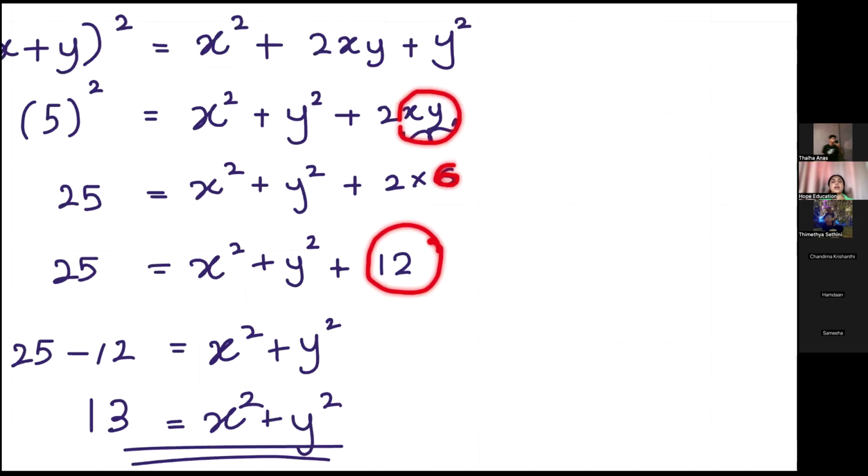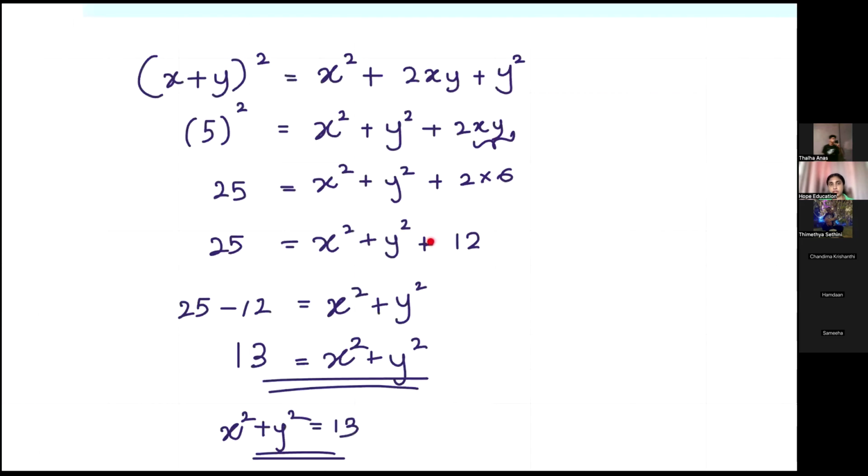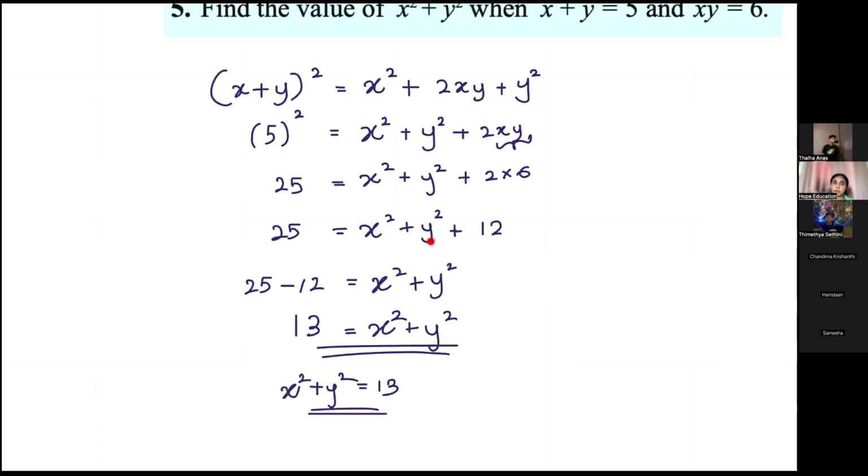Okay. Did everyone understand this question? Is it clear? Give me a thumbs up. Okay. Copy this down fast. While you copy this down, copy it first.